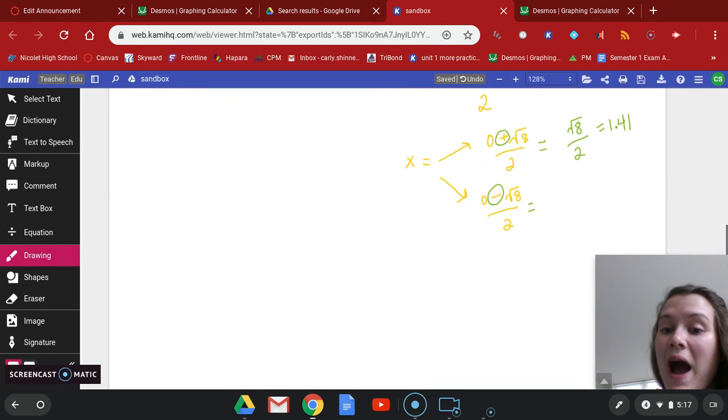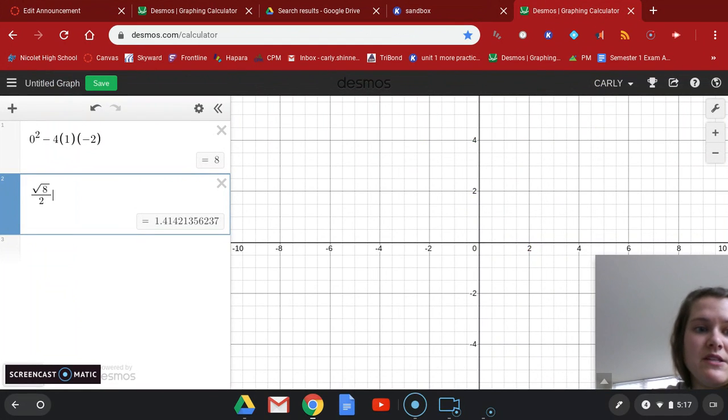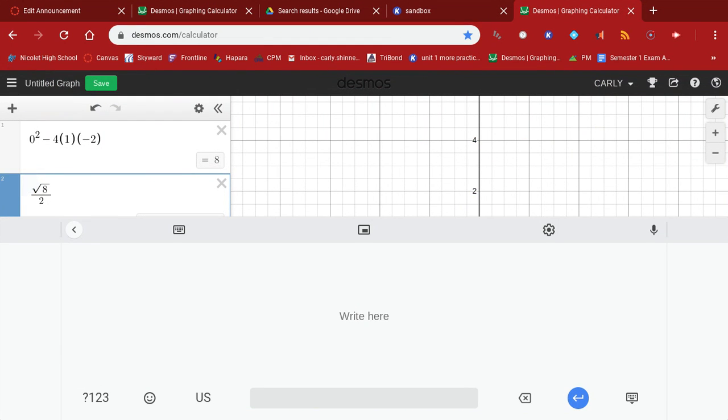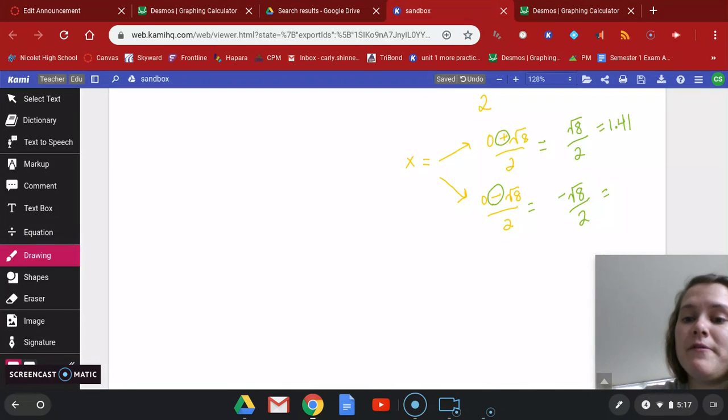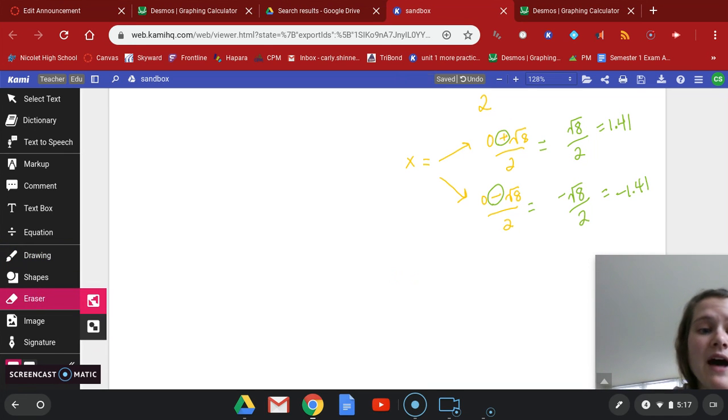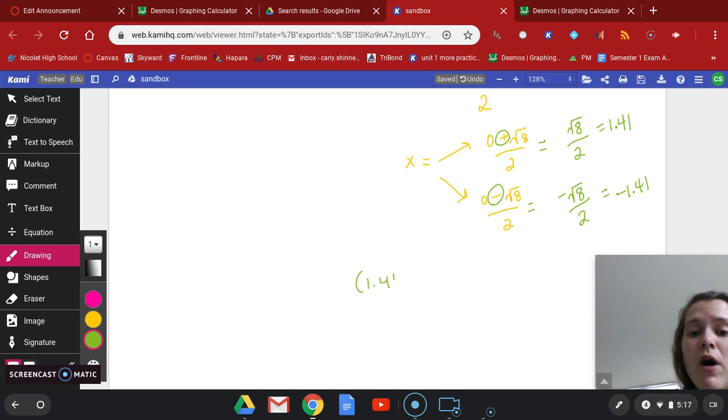Now here, 0 minus √8, that's just going to be a minus √8 divided by 2. So that should be easy, right? We're just going to stick a minus out front. And I'm just going to get the opposite of that first answer, -1.41. So that just shows that my 2 x-intercepts are going to be positive 1.41, and the other one is going to be negative 1.41.